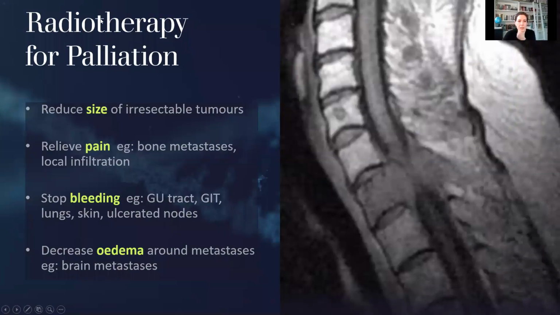If we're treating patients with palliative intent, we are only aiming to reduce the size of the tumor, relieve pain, stop bleeding, decrease edema. So if it's a metastasis in the spinal cord, or even neck nodes have a lot of edema, and sometimes they're pressing on vital structures in the neck and the throat and so on. Just decreasing the size of the tumor and the swelling can bring relief. So there's a very different slant between the radiotherapy for palliation and the radiotherapy for cure.